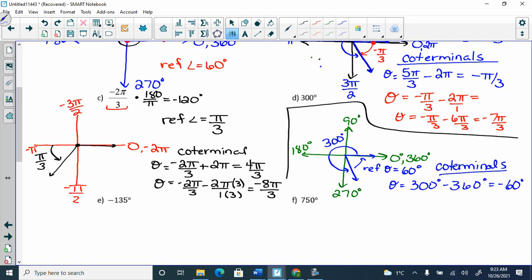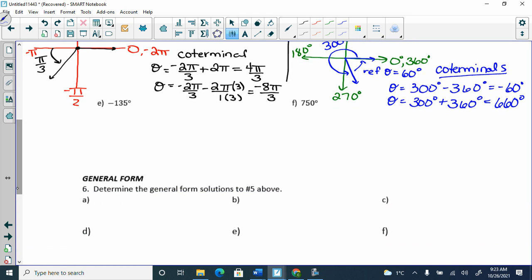If you draw all your coterminals, they should land on that arm, right? If they can't, you messed up. And then 300 plus 360 equals 660. The catch here is I could have done 2 negatives, I could have done 2 positives, I could have added 720 to it, right? I could do whatever I want as long as it terminates on the same arm, which is why we're going to go down here after and talk about general form, because general form gets you the coterminal angles for everything, every coterminal angle. It's the general term, the general form for it.